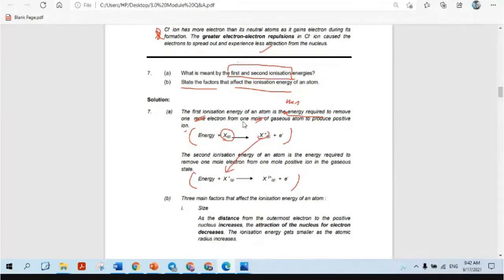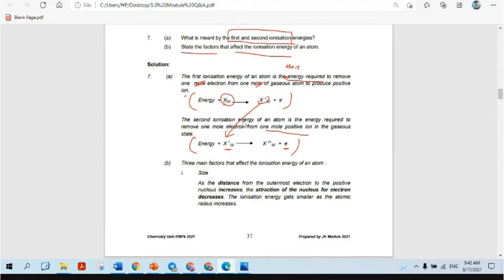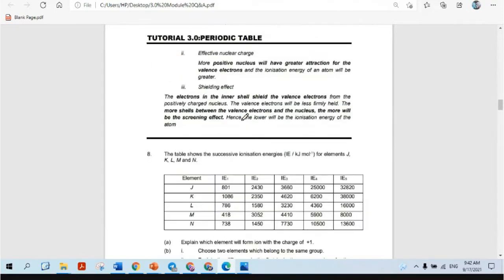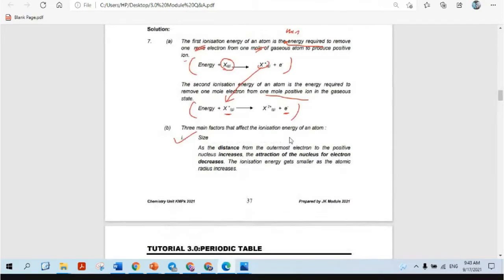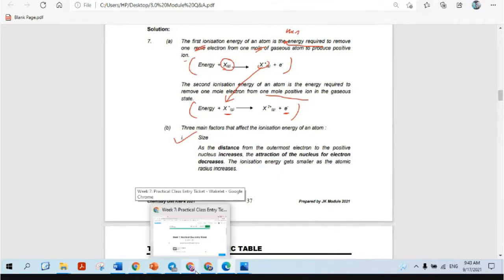is the energy required to remove one mole of electron from one mole of positive ion in the gaseous state. Okay, so there are three factors that affect the ionization energy: size, effective nuclear charge, and shielding effect. Tadi kita dah terangkan. Kita kena tengok size dulu.